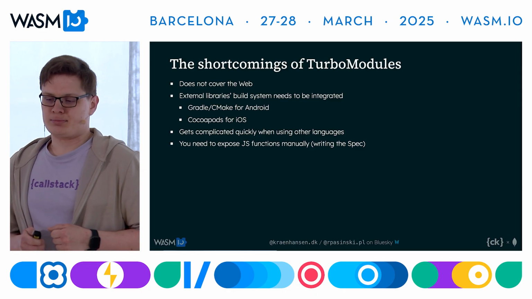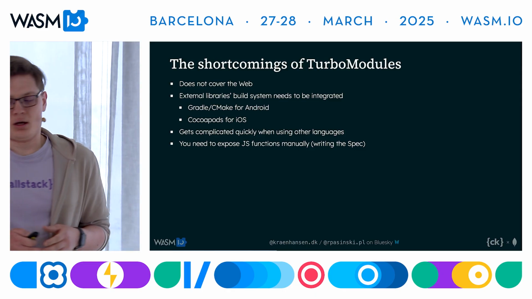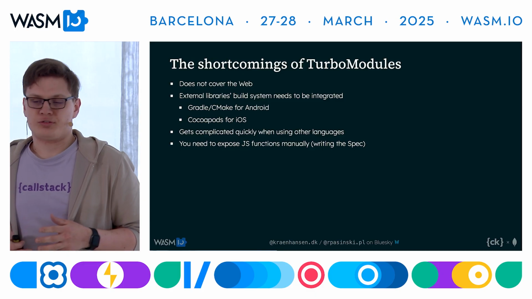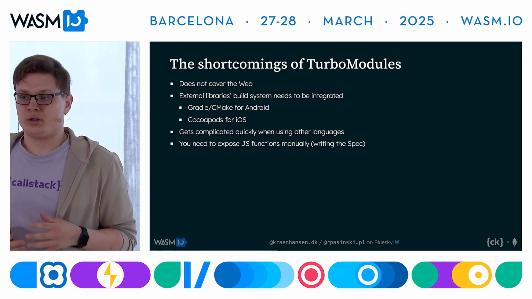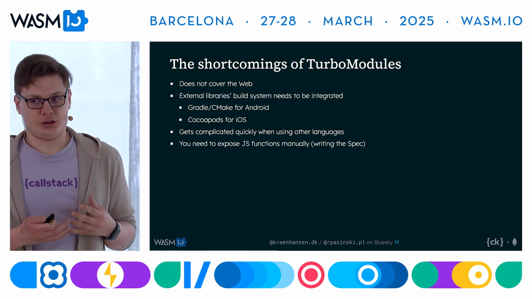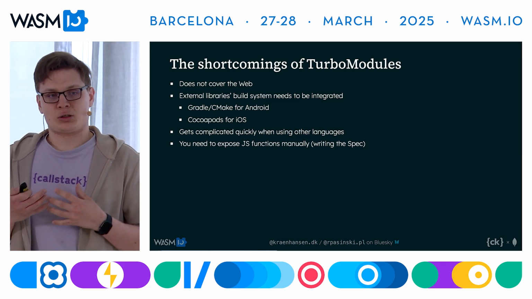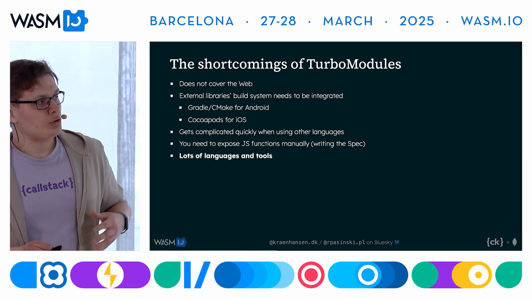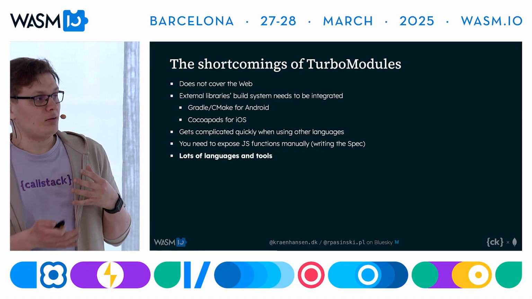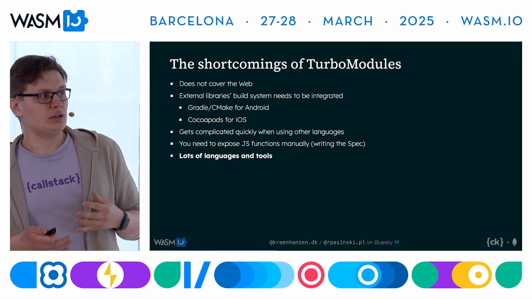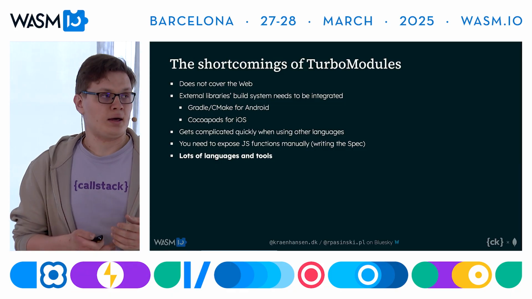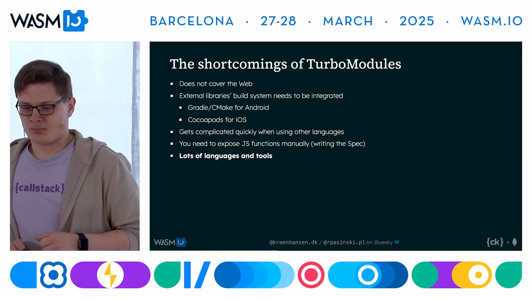So when trying to expose a native library to JavaScript, you need to write this spec manually, and on top of it, you need to maintain the specification and the bridging. So if I want to bring a SQLite library, I need to wrap it in a spec and create the bridging myself to call the correct functions. It's not directly exposed to JavaScript.